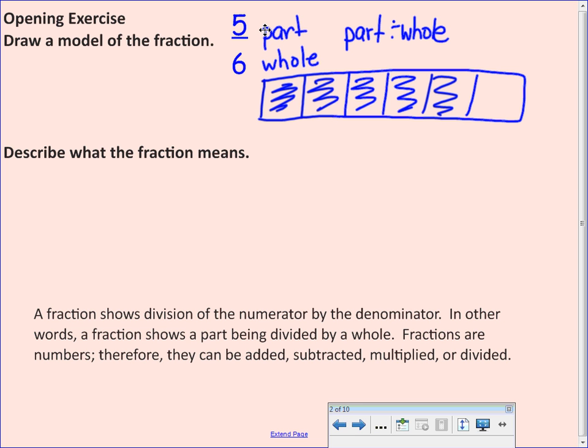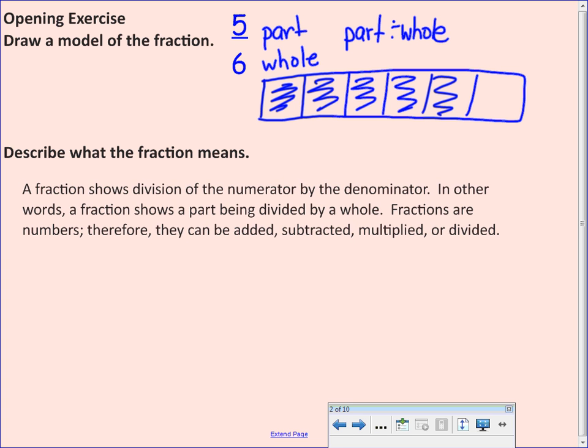And that's also what a fraction can show. A fraction shows division of the numerator by the denominator. In other words, a fraction shows a part being divided by a whole. This part you don't have to copy into your notes. Fractions are numbers. Therefore, they can be added, subtracted, multiplied, or divided. Now, you did addition, subtraction, and multiplication in elementary school, and we're not going to spend time reviewing that. That'll all be on your cumulative reviews. We're going to start by looking at division today.